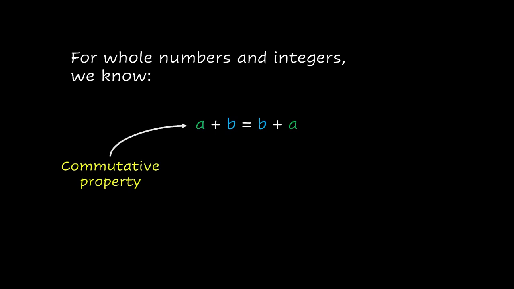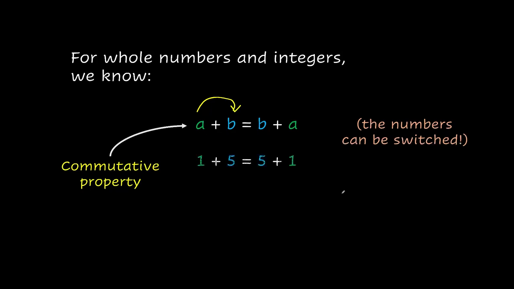Hey there, you already know that for whole numbers and integers, a plus b equals b plus a. And we know this to be the property called the commutative property. This property tells us that even when we switch the places of these numbers, the value remains the same. a plus b equals b plus a.